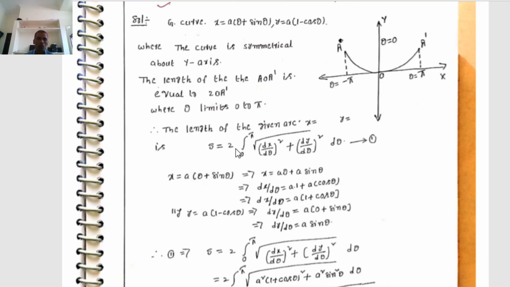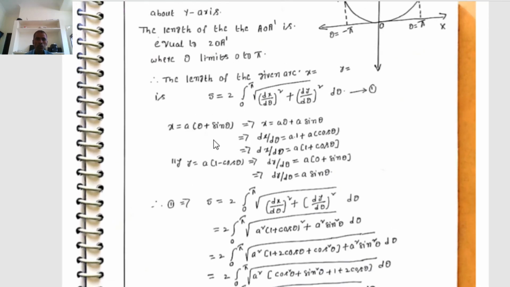Therefore s equals 2 into integration 0 to 5 square root of (dx by d theta) square plus (dy by d theta) square into d theta, where x equals a into theta plus sin theta. First we have to find the value of dx by d theta, second dy by d theta. dx by d theta means x is differentiated with respect to theta, dy by d theta means y is differentiated with respect to theta. Here x equals a into theta plus sin theta, therefore x equals a theta plus a sin theta. We have to find the value of dx by d theta, that is x is differentiated with respect to theta.